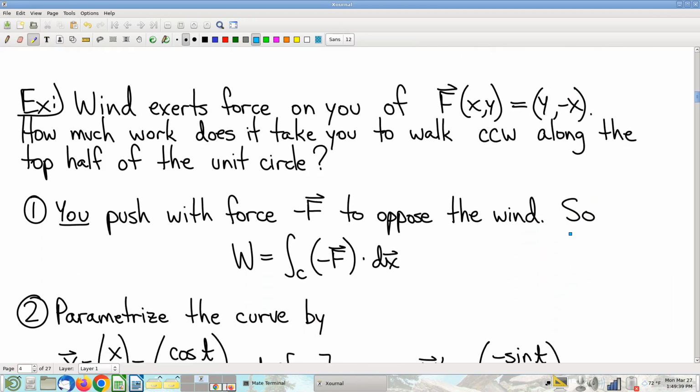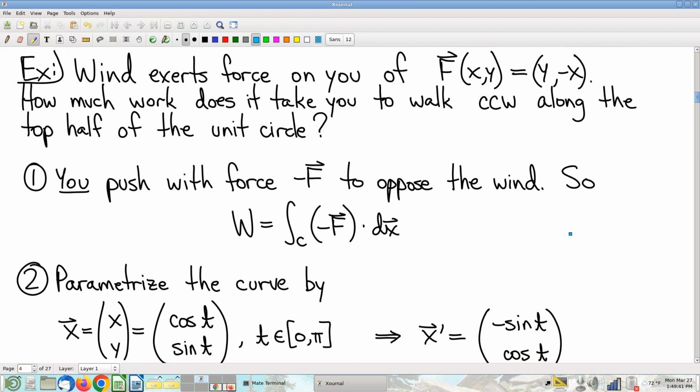We are going to compute the amount of work that it takes, right, to do a certain task. We have a given force. We have a given curve. The curve is counterclockwise along the top half of the unit circle. So again, we have an oriented curve. We have a force vector field, and we're basically going to plug and chug into the formula.